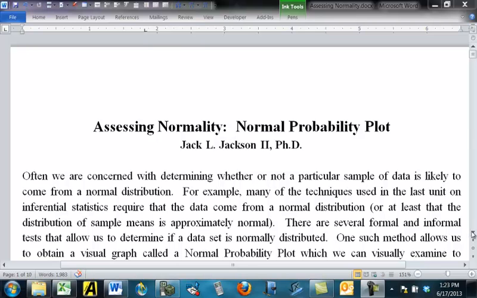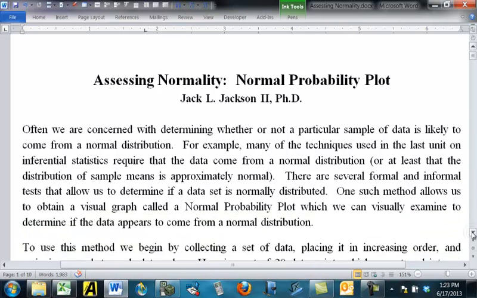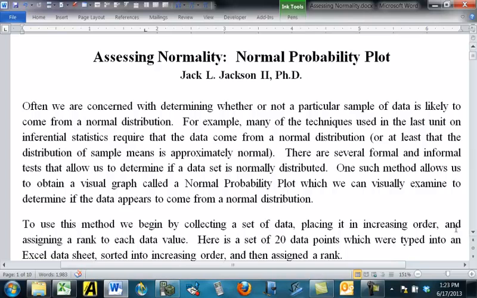Now, there are actually several types of ways of assessing normality, and there's some hypothesis tests for this that we could talk about, but this is a pretty straightforward way of assessing this visually. So there are several formal and informal methods. We're going to be looking at this one particular method, the normal probability plot.